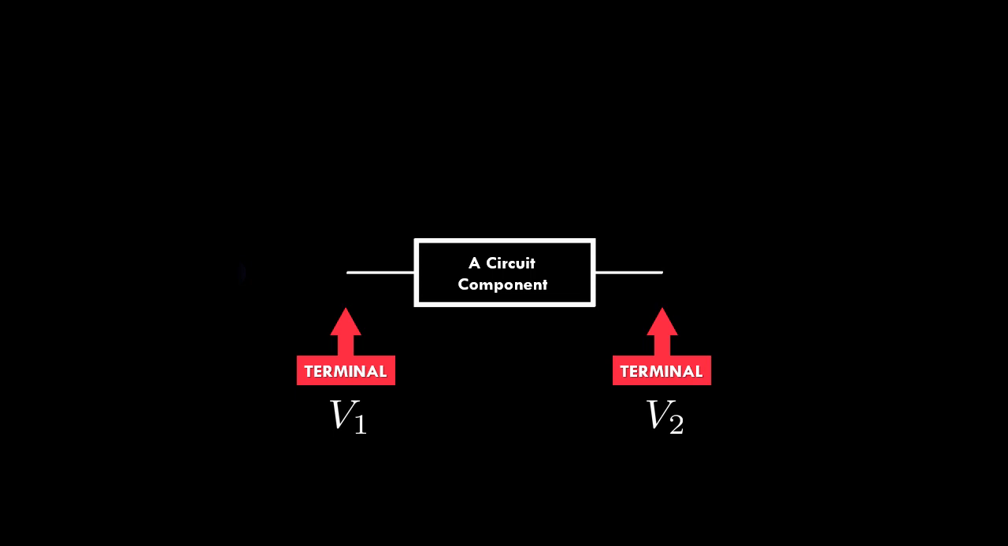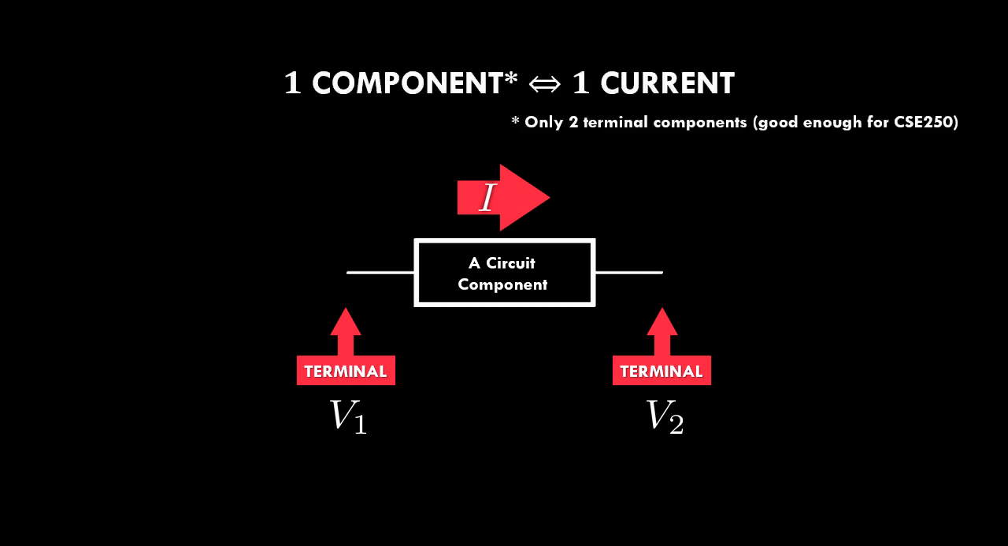Also, since electrons just pass through the circuit components at a steady rate, we will have a single current going through the components. Remember, electrons are negatively charged, so the direction of conventional current is opposite to their direction of movement. So, this is our second rule. You will have one current for every component.